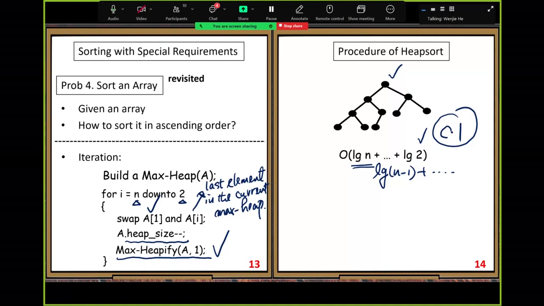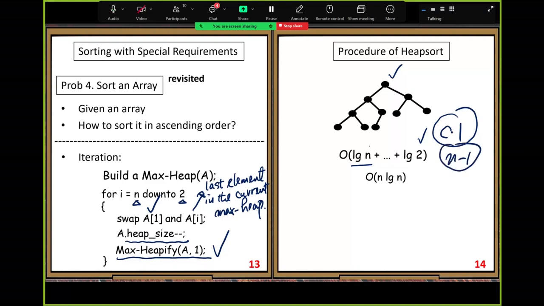And for this estimate, there is a simple way to estimate it. Think about how many terms we have. The number of terms is n minus 1.